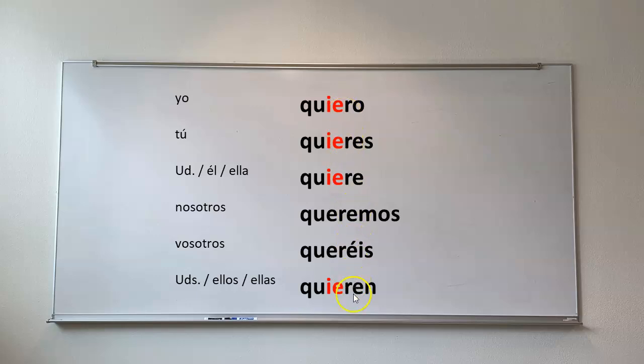So, looking at all of the forms, you can see that the forms that don't change are the nosotros and the vosotros. So, all of the other forms have the stem change, and the nosotros and the vosotros preserve the original stem. Okay, and that's it. That's going to be consistent with other stem changing verbs. It'll follow this pattern. The change will occur in all of the forms except for nosotros and vosotros.